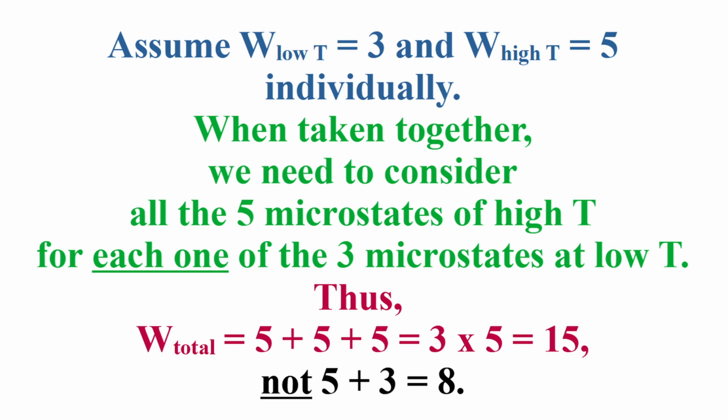Now, we consider them together to make up an isolated system. In this case, when the former exists in any one of the 3 microstates at any one instant, at the same instant, the latter can exist in any one of the 5 microstates. In other words, for every one of the 3 of the former, there would be 5 of the latter. Therefore, the total possible would be 5 plus 5 plus 5 equal to 3 times 5 equal to 15, not 5 plus 3 equal to 8.